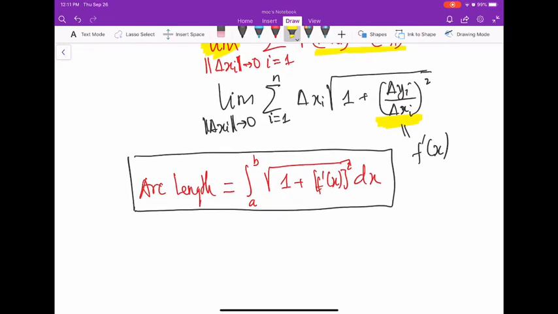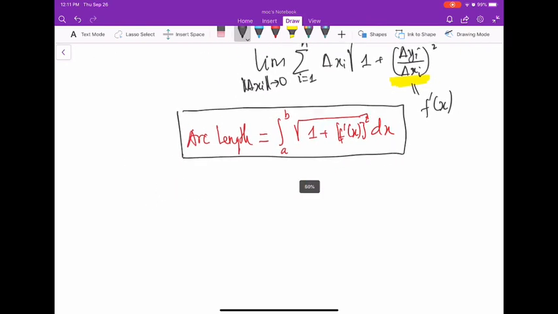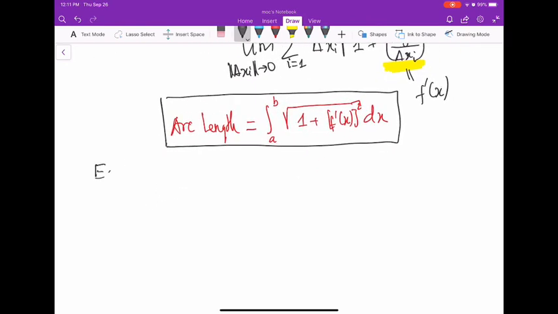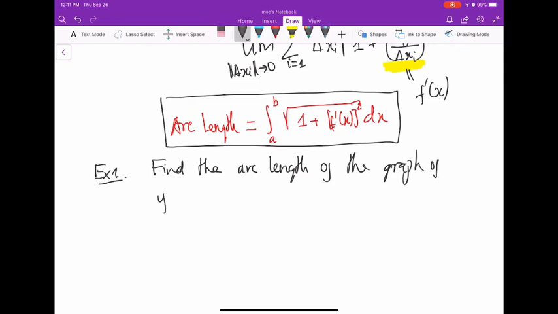Okay, and now let's consider one example, how to apply this formula. Okay, example 1. Let's find the arc length of the graph of the function y equals ln of cosine of x on the interval from 0 to pi over 4.